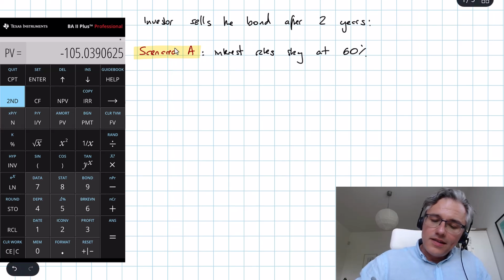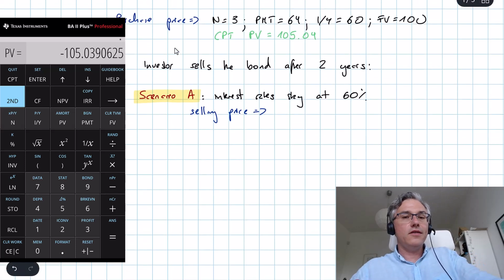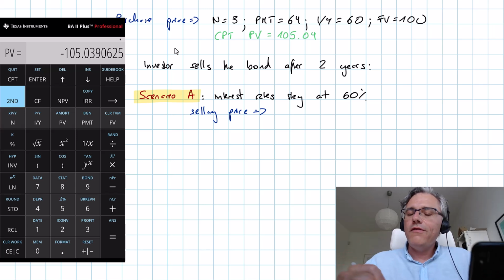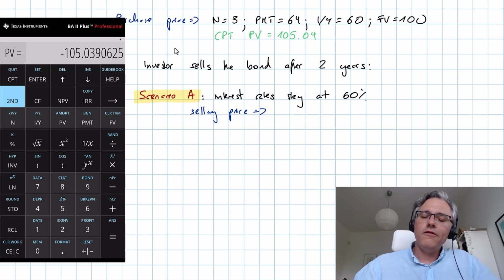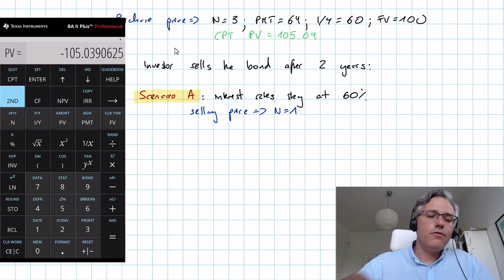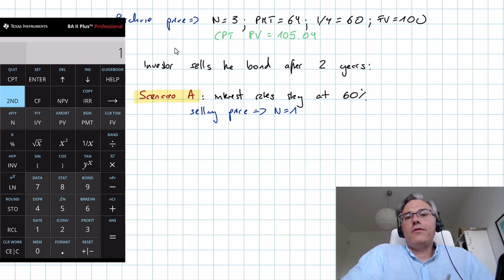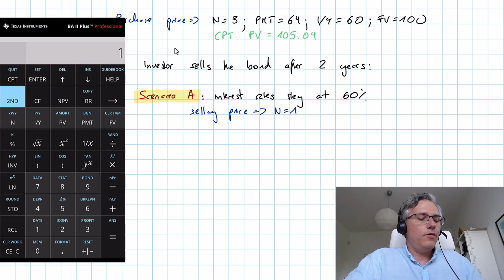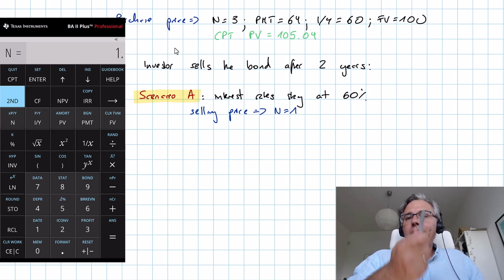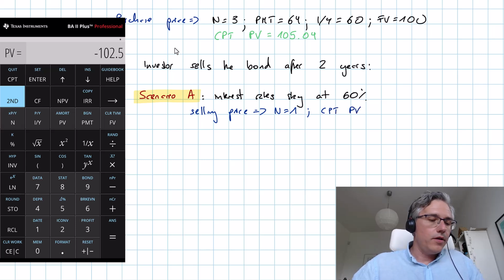So the selling price of the bond is going to be once again computed using time value of money, TVM. The only thing I'm going to replace is the fact that we now, after 2 years' time, only have 1 year left until maturity. So I'm going to make my N input equal to 1, because after 2 years there will be only 1 year left of the bond's life. Overwrite the N with the 1 and get the calculator to compute PV again, CPT PV, right.